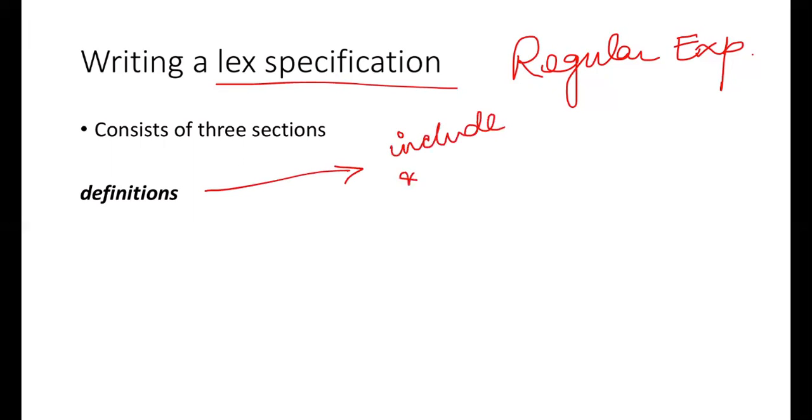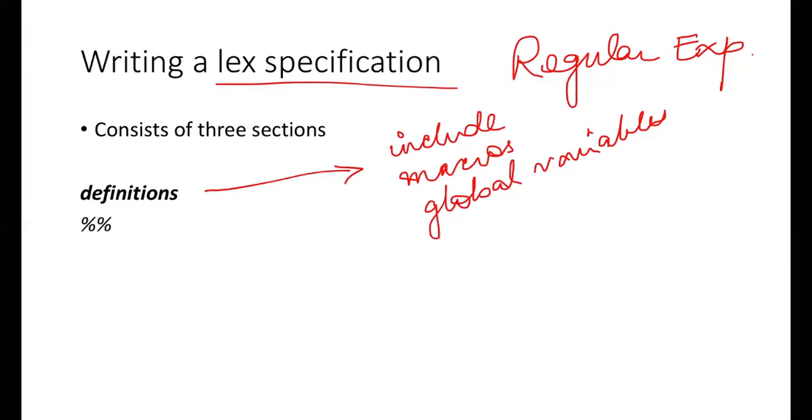You can define your macros. This is just because ultimately it is going to be a C program only. So you have your include statements, you have your macros, and then if there are any global variables, if there are any variables that you'd like to use, then this is the place to define them under the definitions. Then comes these 2 percent symbols. This indicates that the definitions section has come to an end.